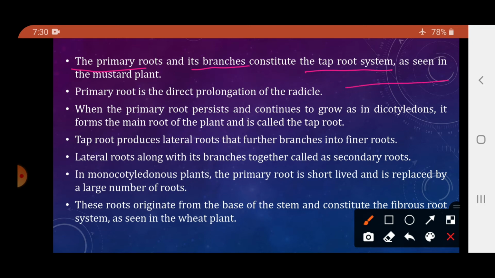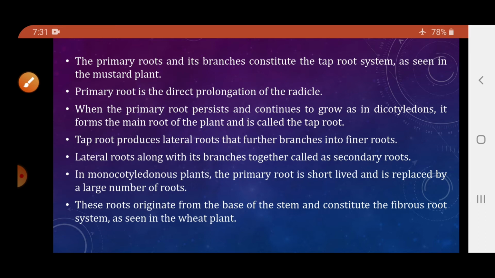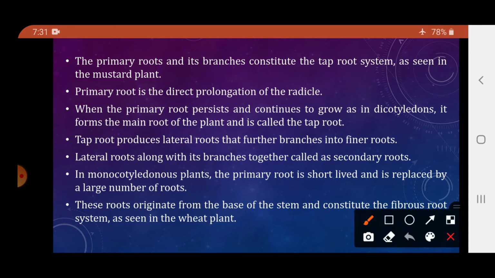Say for example, ये ground level है, ये primary root है, ये primary root के branches हैं. These are the branches of the primary root. So a primary root and its branches together, what is it called as? It is called as a taproot system. So basically primary root is a direct prolongation of the radicle. When the primary root persists and continues to grow as in dicotyledons, it forms the main root of the plant and it is called as the taproot.